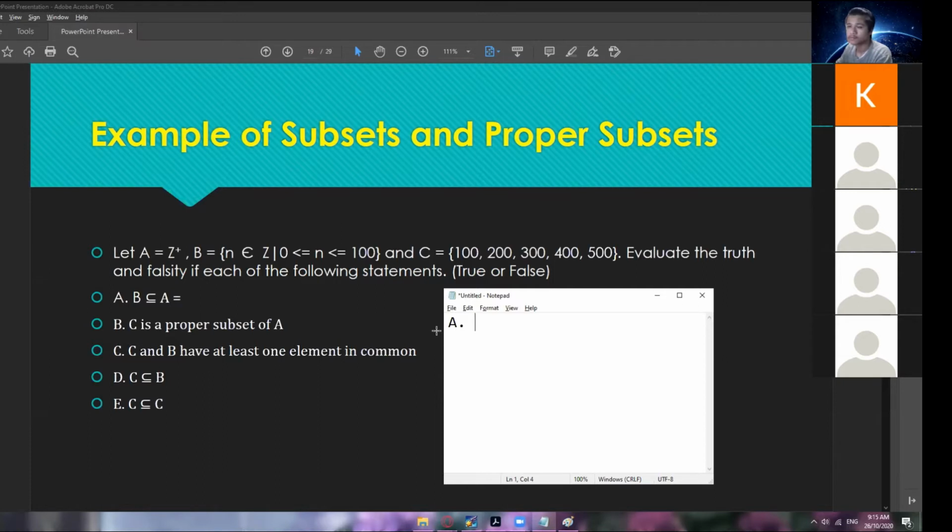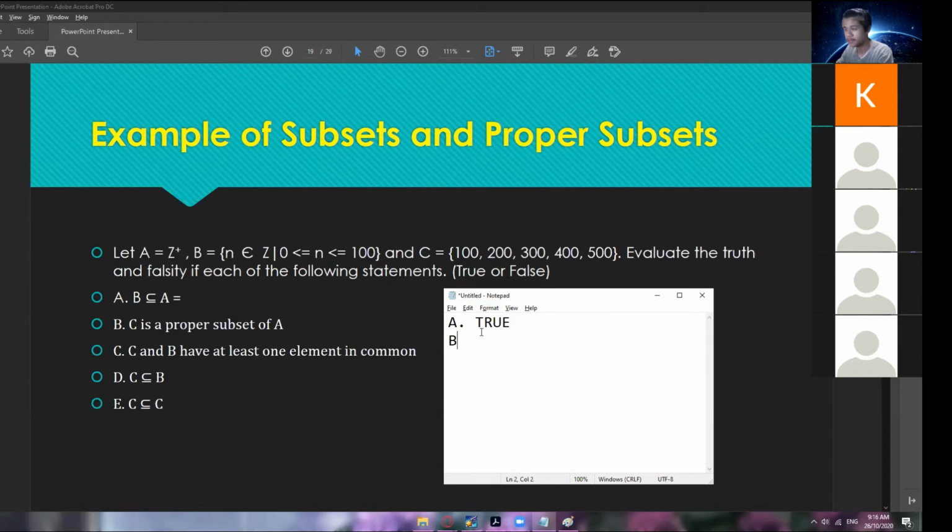True, sir. So all of the elements of set B can be found on set A. Kasi lahat naman to is ranging from 0, kaya na sabi nyo kanina, so kasama na natin yung 0 sa positive integers. So 0 to infinity. Wherein in here, set B is ranging from 0 to 100.